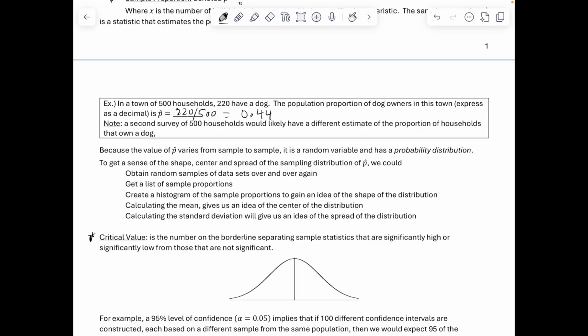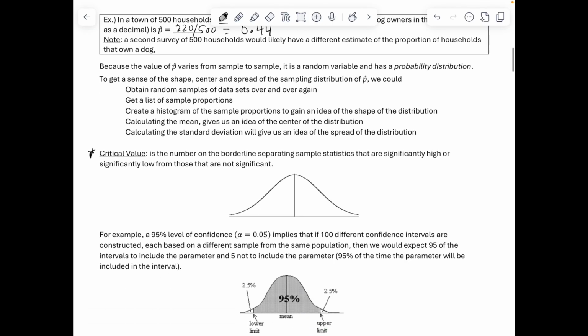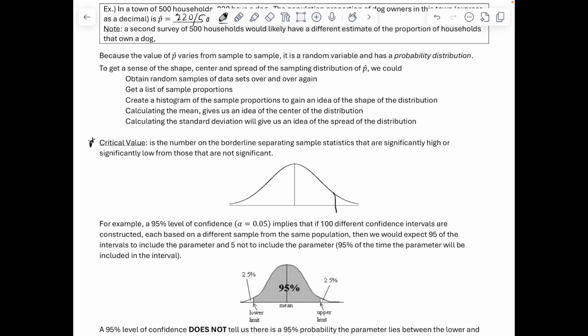So the next thing that we have are called critical values. A critical value is a number on the borderline separating the sample statistics that are significantly high or significantly low from those that are not significant. Again, remember that significantly high is going to be that top part. So this would be our significantly high, and significantly low would be that bottom cutoff. And then anything in the middle is not significant.